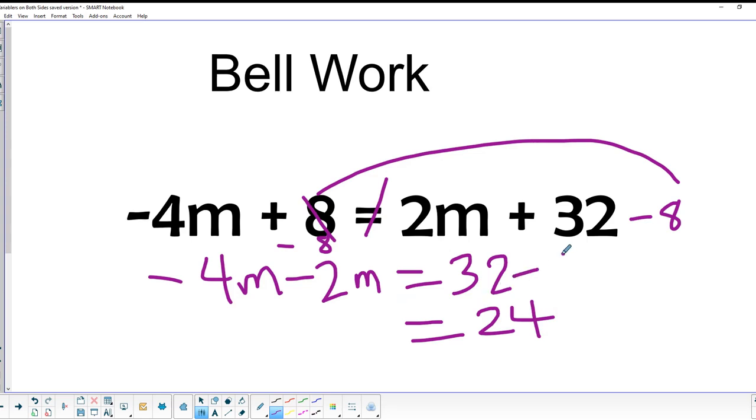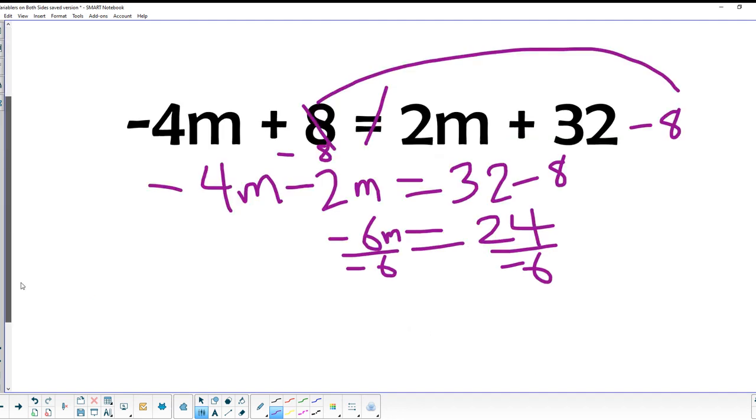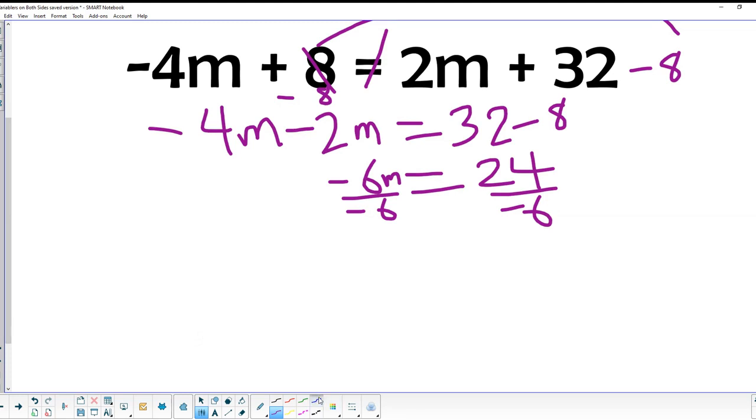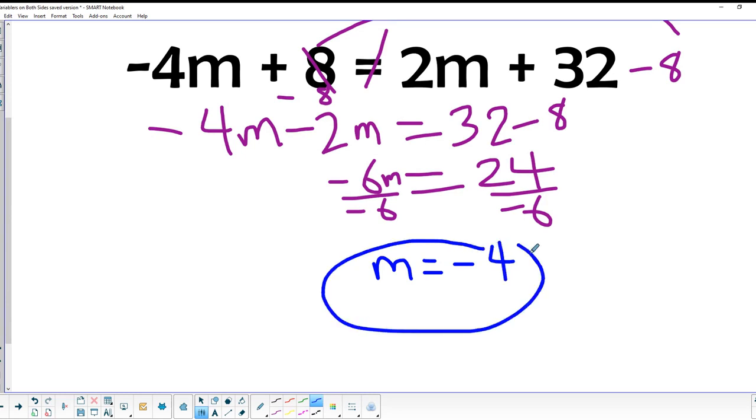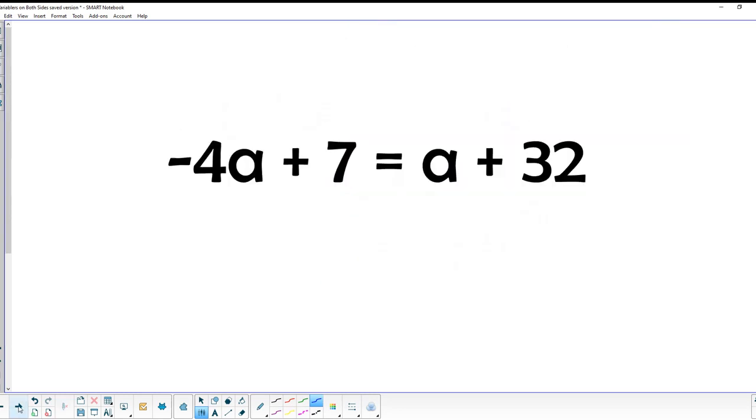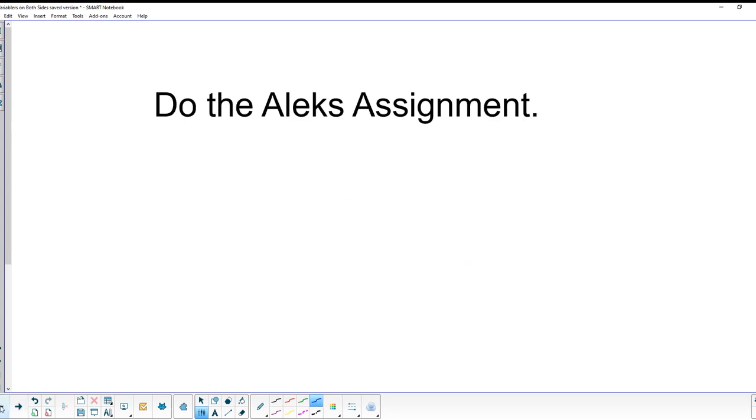And negative 4m minus 2m is negative 6m. So if I divide both sides by negative 6, move it down so we can have a little more space here, we end up with m equals negative 4. All right, how many more do we got? We got one more example.